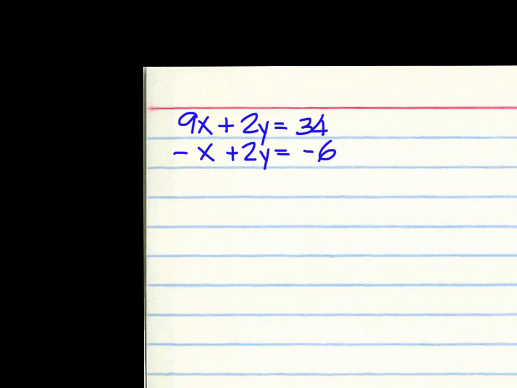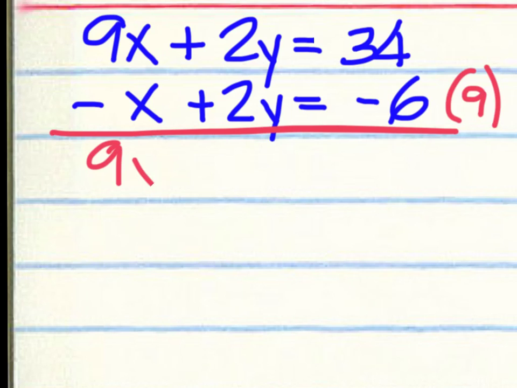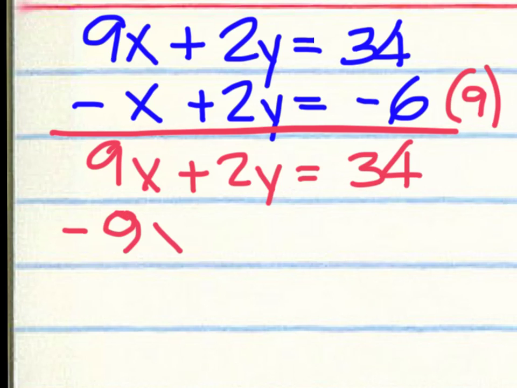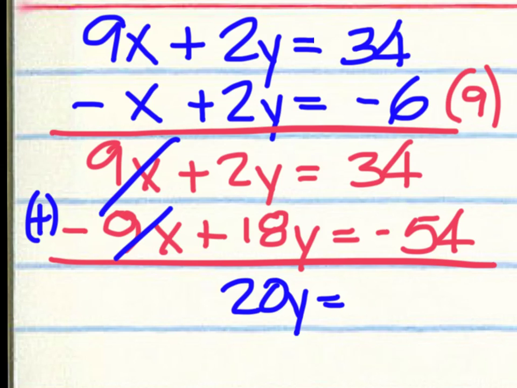We have a 9 here, and then a negative 1, so we're going to have to multiply the bottom equation by 9. The top one stays the same. The bottom one becomes a negative 9x plus 18y equals a negative 54. And since we have a positive here and a negative there, we have to add. So we'll put a plus sign there. These cancel out. You'll be left with 20y equals a negative 20. And that's clearly going to set you up to have a negative 1 for the answer.